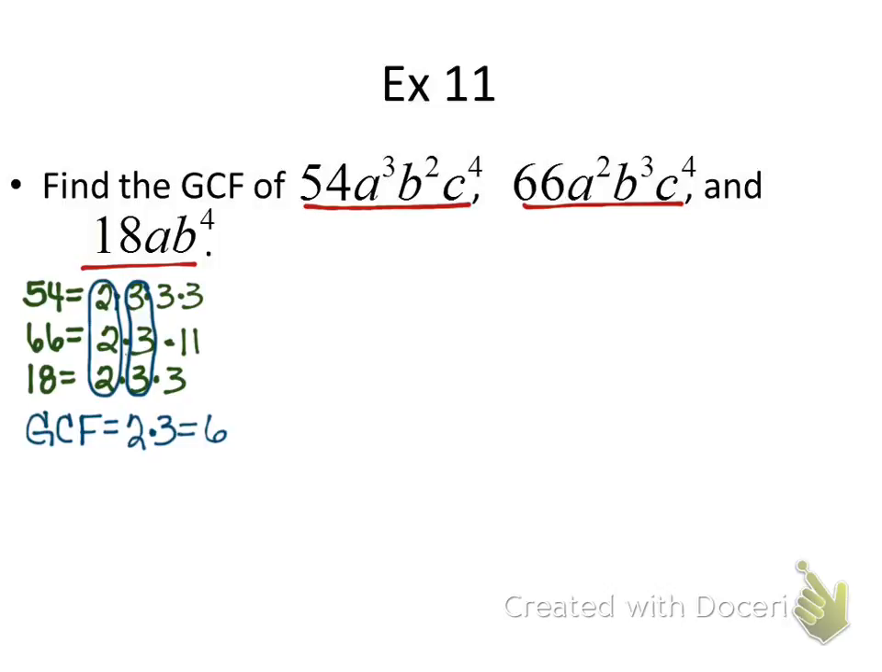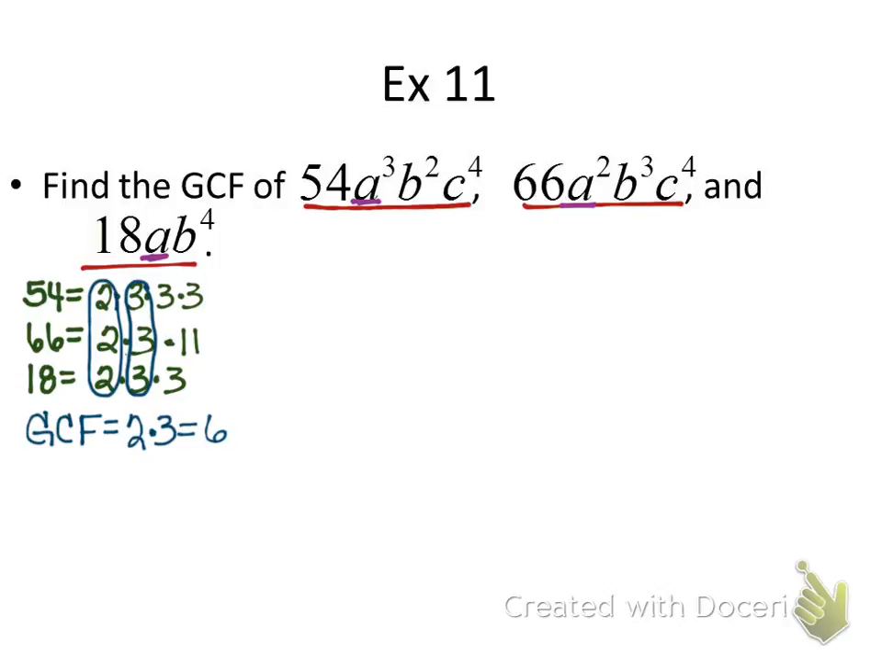Am I finished? No. What do I have to do yet? Put the variables. Yep, I have to do my variables. So I'm going to come back up. I always start with my first number. So I'm going to look at my A. Does 66 have an A? Yeah. And does 18 have an A? Yes. So I have 3 variables of A. I have a to the third, a to the second, and a.